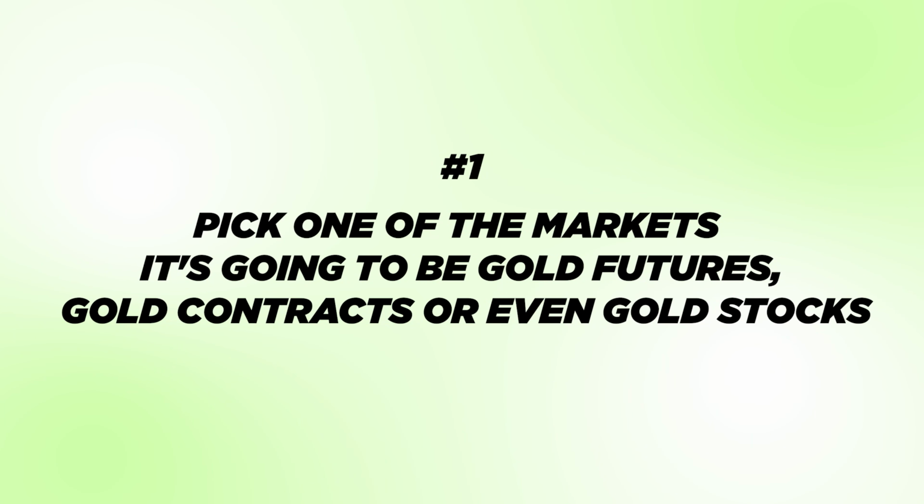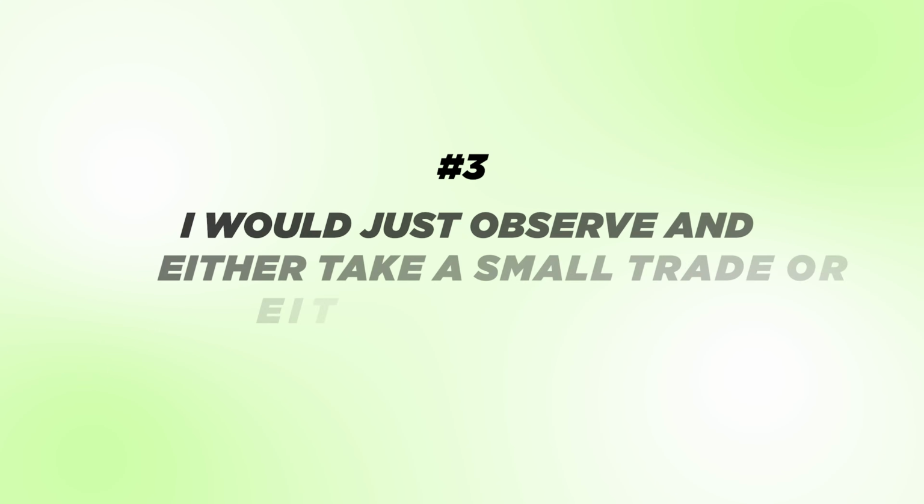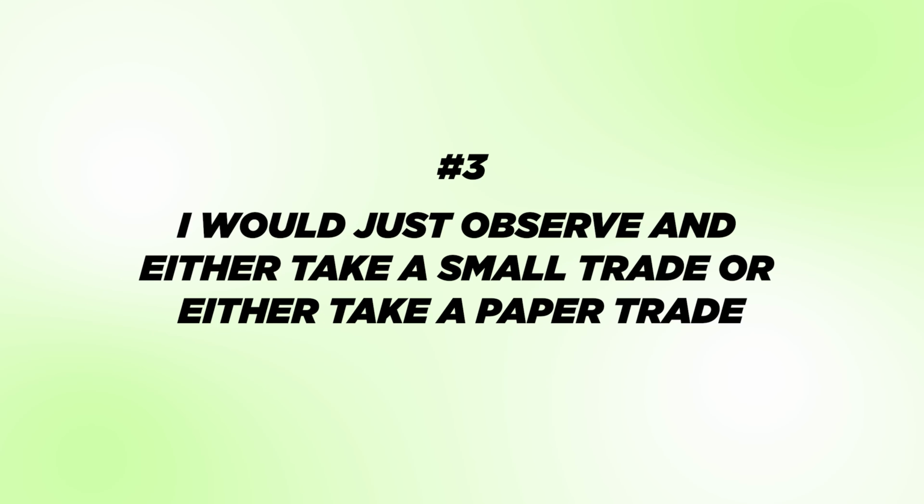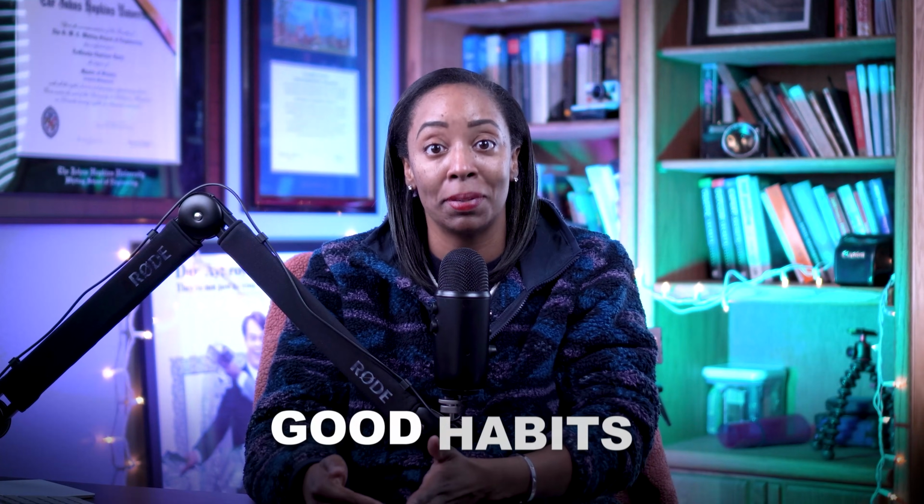So if you're trying to figure out what to trade, then what I would do is I would first pick one of the markets. It's going to be gold futures, gold contracts, or even gold stocks. Second, I would just look at the market and see how it behaves. And third, I would just observe and either take a small trade or take a paper trade, so that way I can get the feeling of taking a trade on that actual market. Basically, I'm saying this so you don't overcomplicate it. You want to start exactly where you are. And remember, your small account doesn't limit you. It's your habits. You want to start off building good habits, and I gave you all the habits that you need to have inside of this video.